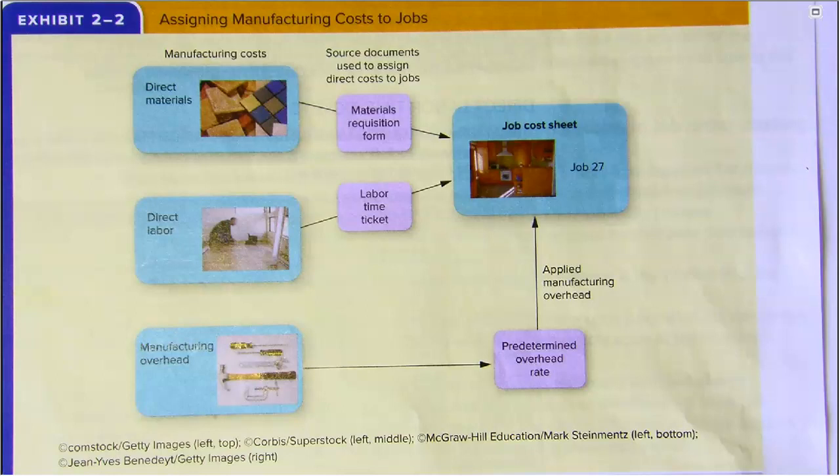Hi, we are now on the fourth mini lecture for Chapter 2. This is on describing how costs flow through our accounting system into job order costing.